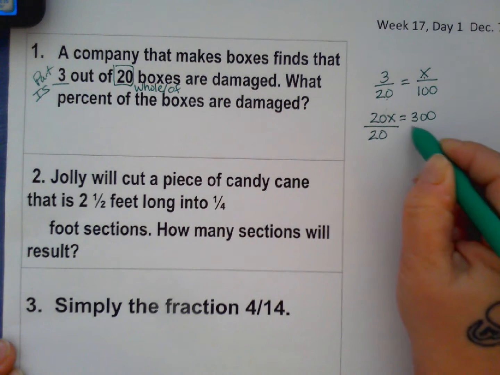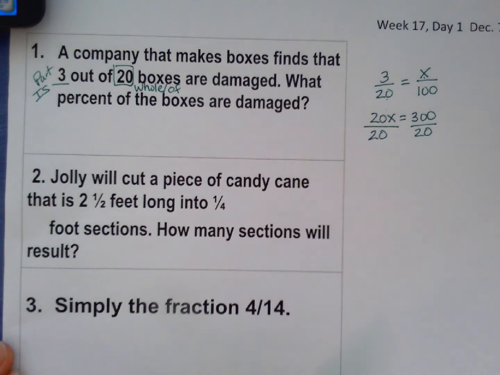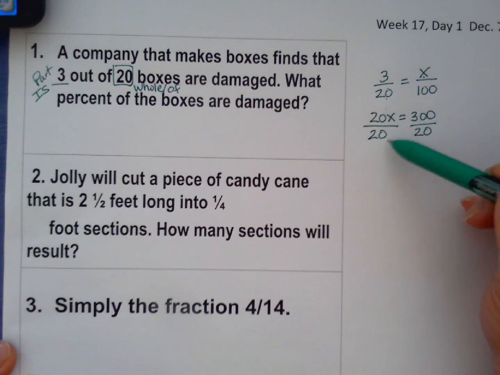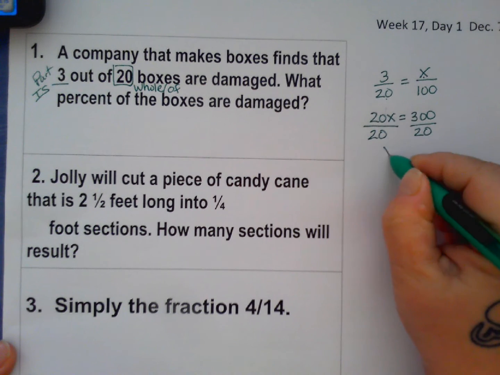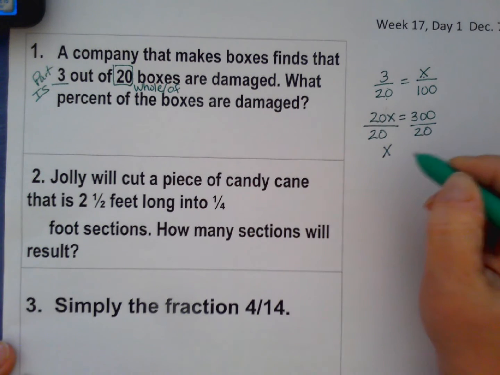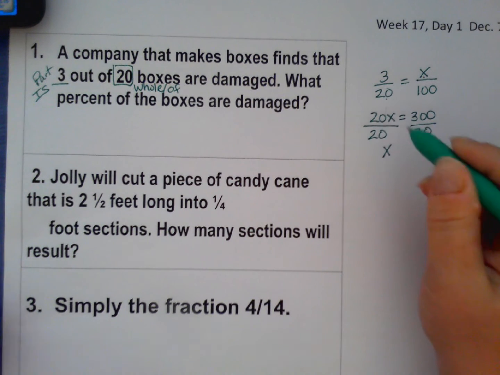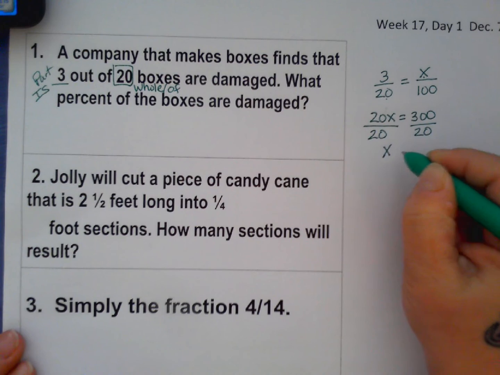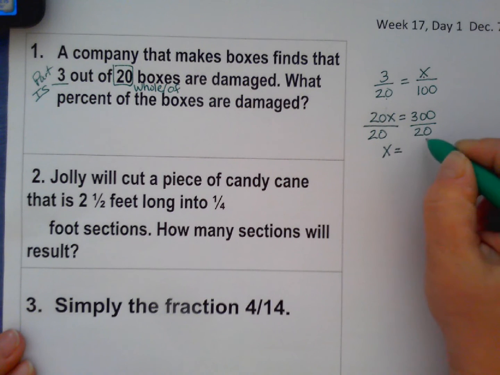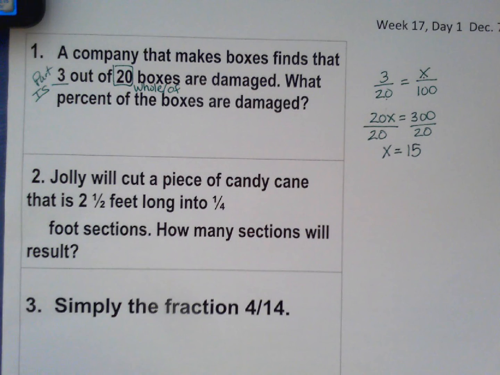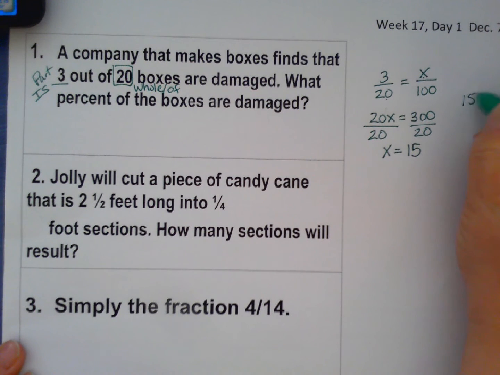And dividing can look like a fraction, remember? So I divide by 20. So 20x divided by 20 leaves me with x. Technically it's 1x, right? Because 20 divided by 20 is 1, but I don't have to put a 1 in front of an x. And then 20 into 300 is going to be 15, right? Because there's 5 20s in each 100. There are 3 100s, so 3 times 5 is 15. So my answer is 15%.